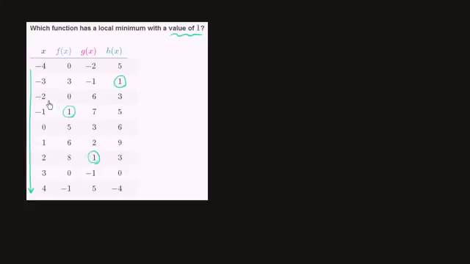So on f of x, when we go from -2 to -1, we are increasing from 0 to 1, and then we increase again. Well, that's not going to be a minimum value. We are increasing.